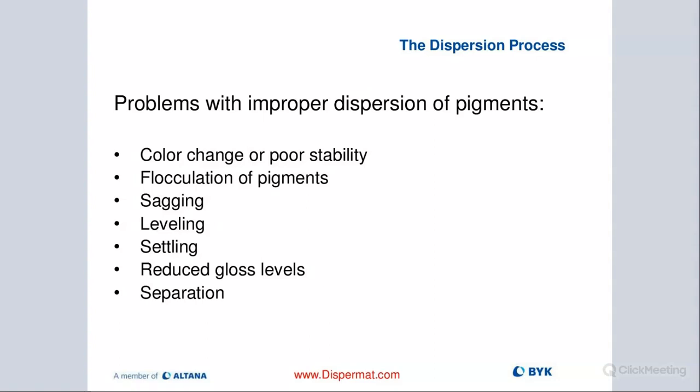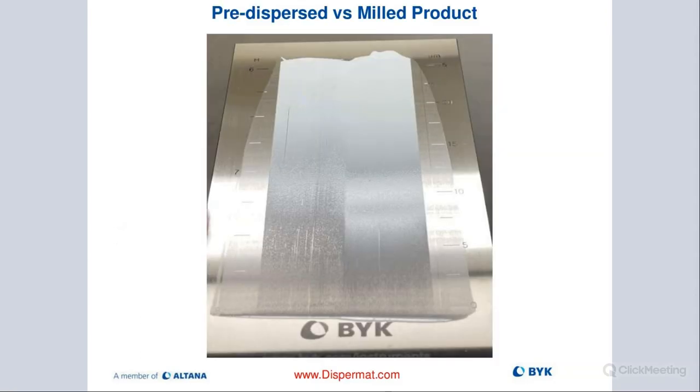They have some really good products that can help us keep these pigments in a suspended state so they don't flocculate back together. Sagging, leveling, settling, some key terms here. Obviously, reduce gloss or not on here, haze levels, and then separation. It's just some of these issues that come up when we improperly disperse our pigment slurries.